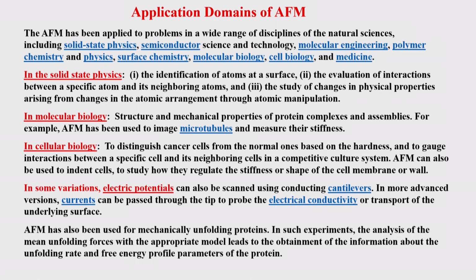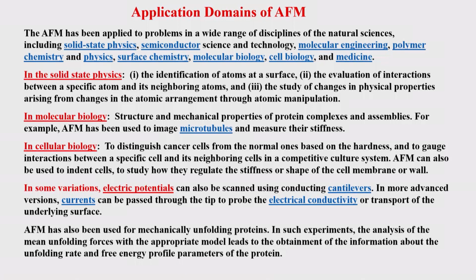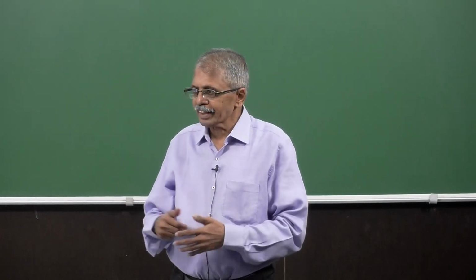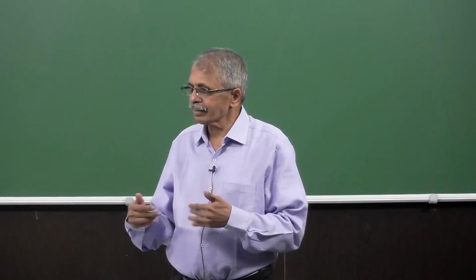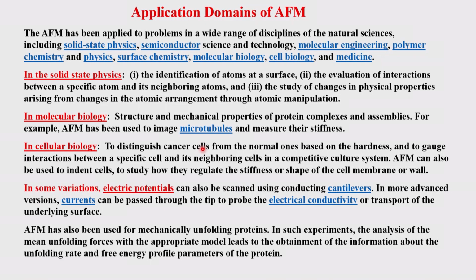On the molecular biology side, you can always look at assemblies, protein molecular interactions or protein surface interactions, or small molecule interactions with the protein, where microtubules, etc., all of these. In cell biology, you can also use it. You can understand the cells by touching them using the AFM technique, measuring the softness and hardness, which differ because of the nature of the cells, the normal cells, the cancer cells, etc.